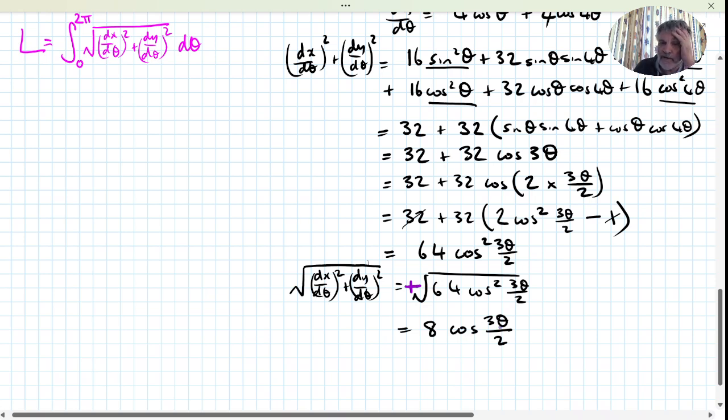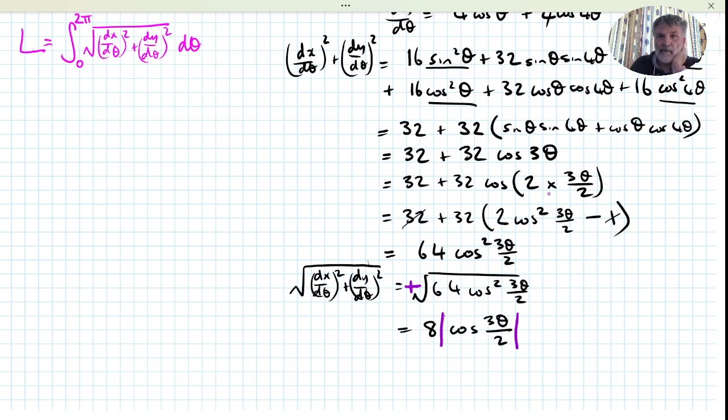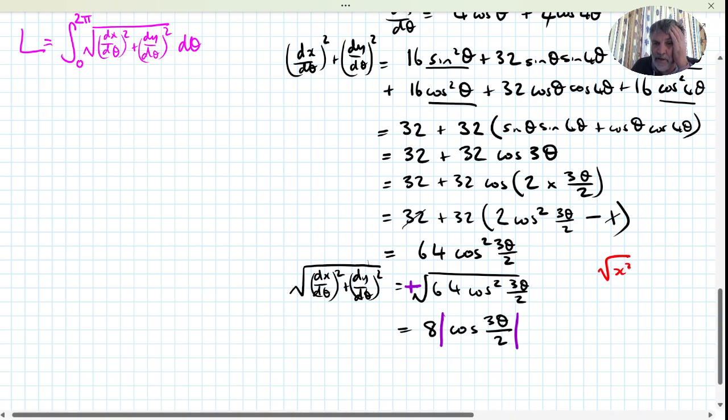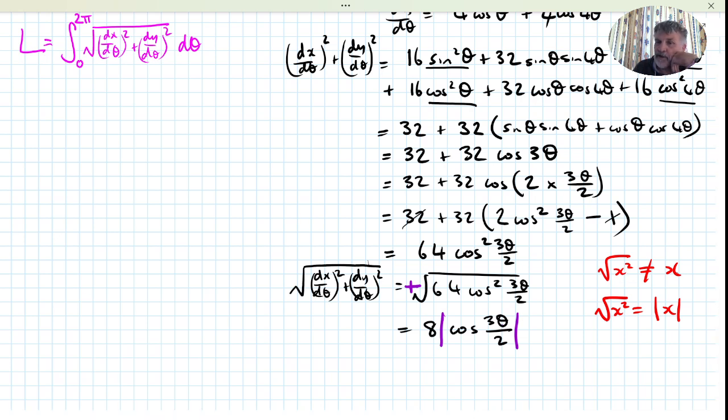Cosine, on the other hand, depending on the angle, can be negative. Therefore, when we do this step here, we need to put absolute value signs around this. Side note to my side note, the square root of x squared is not equal to x. The square root of x squared is equal to the absolute value of x. If x is negative, you have to get a positive answer, and x will be negative, so these two things are not the same.